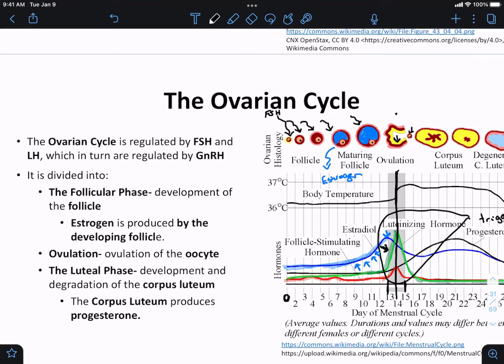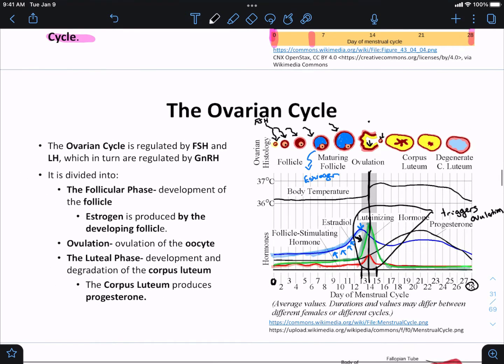And what happens is once the oocyte is released, those follicular cells go through a conversion process. Instead of producing large amounts of estrogen, they still produce estrogen, that's important, but they also begin to produce progesterone.